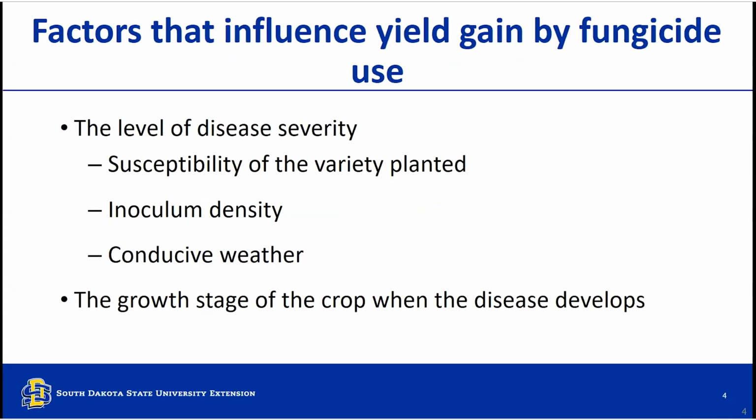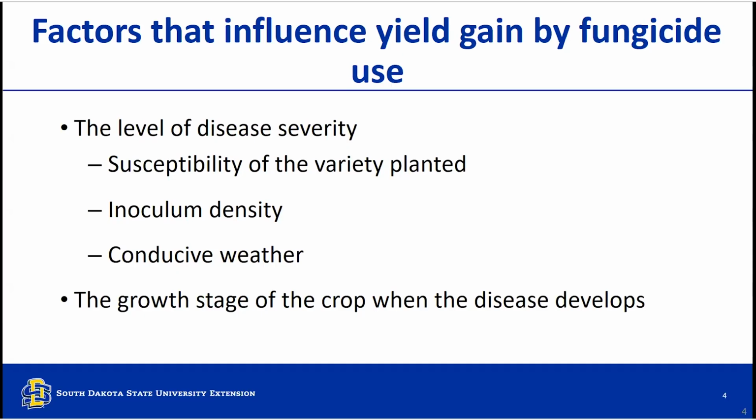When we start looking at the question of whether or not we get a yield benefit, some of the most effective fungicide applications are where there's more disease out there: the higher the probability that a fungicide would work. Then there's the susceptibility of the variety. If you have a really tolerant variety, you're not going to get a lot of extra benefit. But if it's a variety that is very susceptible to disease, obviously you're going to see the quickest payback by applying a fungicide. And the inoculum density, meaning how much disease is out there.